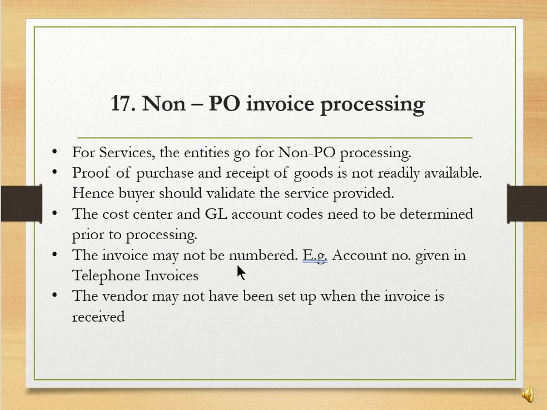This should be either provided by the vendor or should be processed by the AP processor based on buyer's advice. Invoice may not be numbered. In some cases, for example telephone bills, we don't get an invoice number, but we will have an account number. So this is one of the challenges. We always use account number followed by month to differentiate, to keep it unique. And then the vendor may not have been set up for non-PO invoices, whereas for PO invoices the vendor will be readily available, because without vendor creation they cannot create the purchase order. Okay.